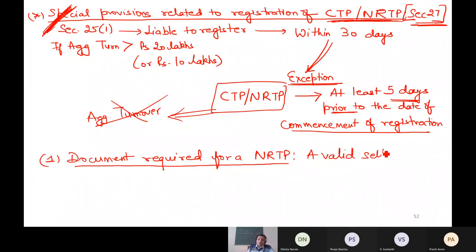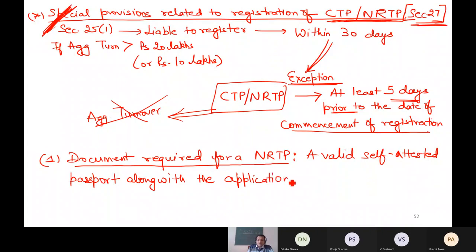So what is the document required for a non-resident taxable person? A valid self-attested passport along with the application of registration. Along with the application of registration, this person has to submit a valid self-attested passport copy. This is one different point. And in fact, not within, but at least 5 days prior. This is the document for a non-resident taxable person.